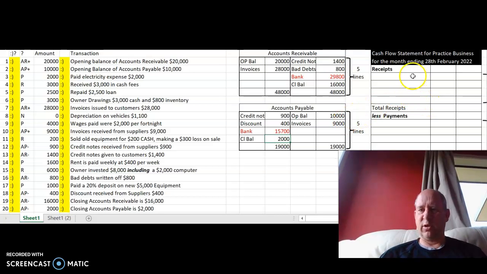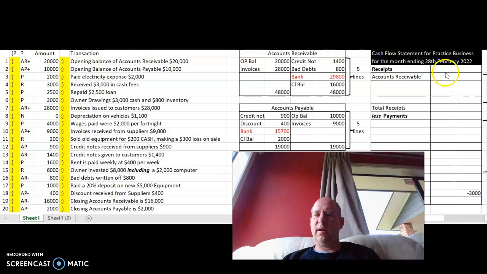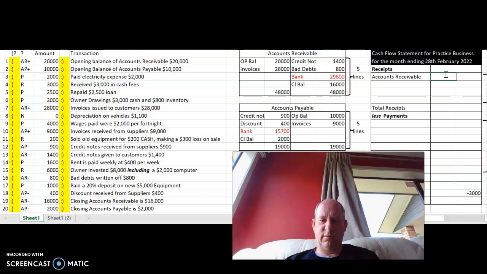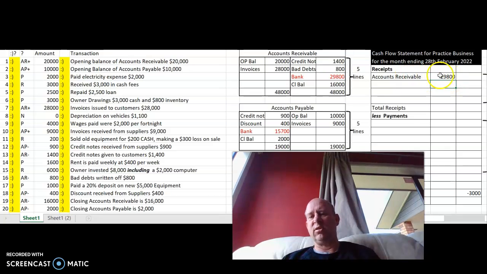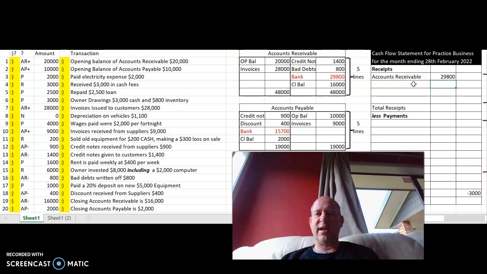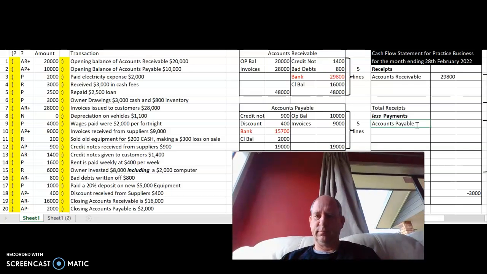Now we move to the cash flow statement. So the first two we put in is the accounts receivable. And that accounts receivable figure you'll just transfer over here. Right, so 29,800 is cash received from accounts receivable. Note that the names in the cash flow statement are names that you might see in the trial balance. So we don't need cash received from because it's receipts. Down here we'll put the accounts payable one. So type this in as well. And that's your cash paid to accounts payable, that figure.